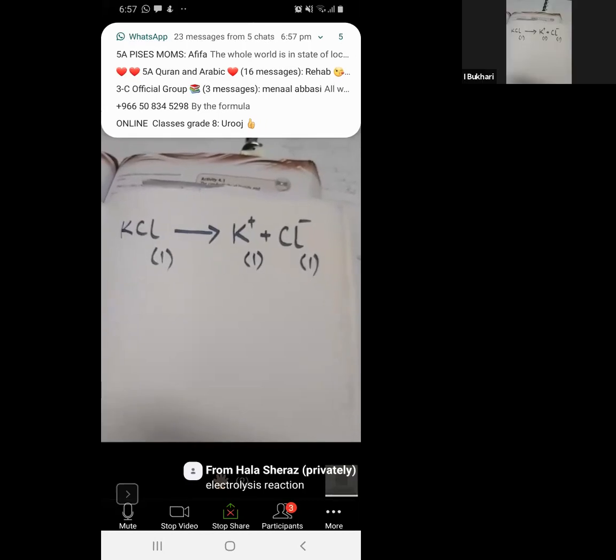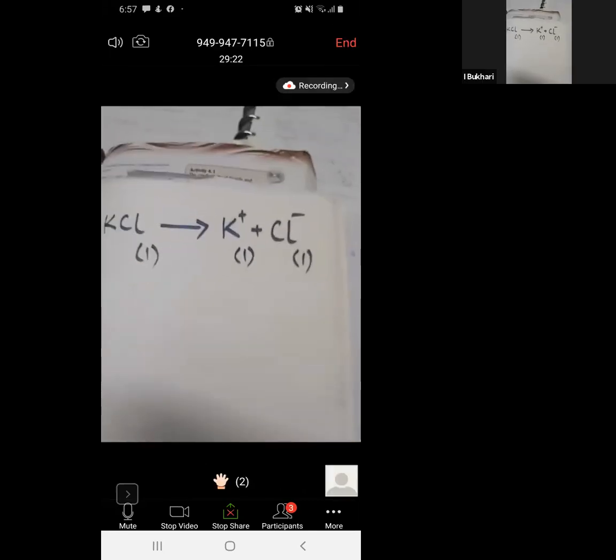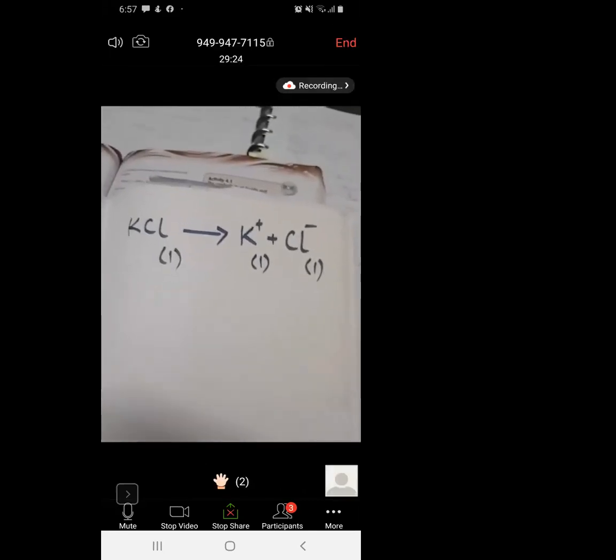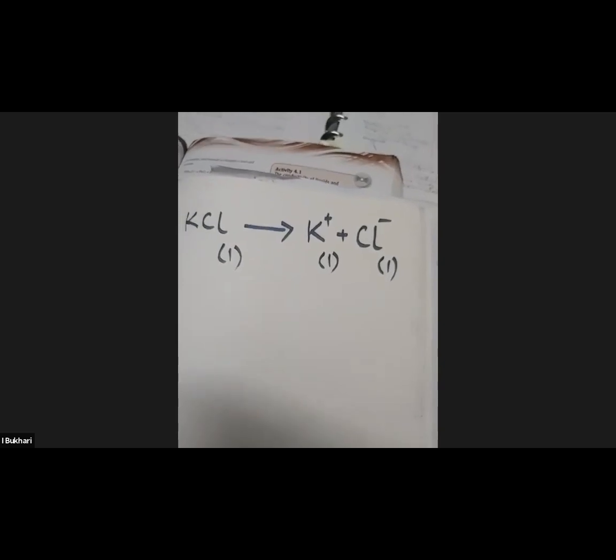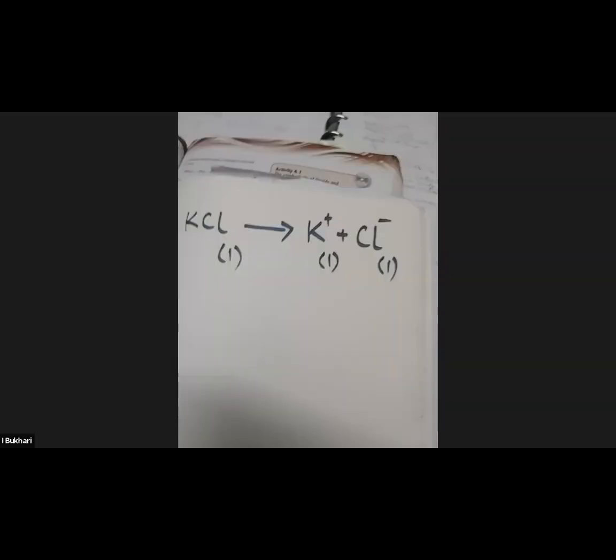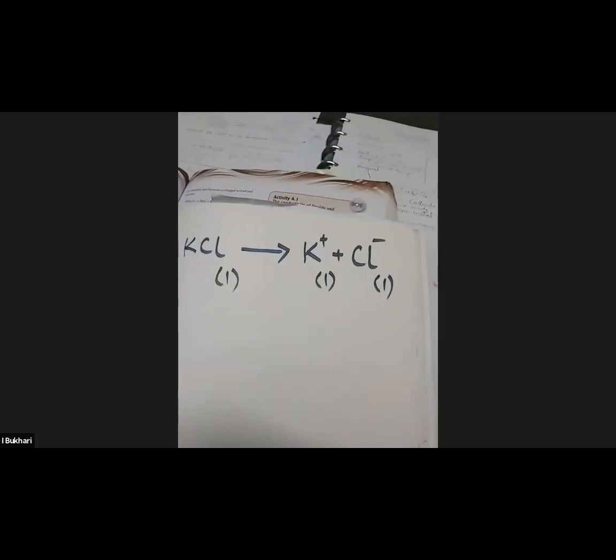Electrolysis reaction. Okay, let me ask from others. Let me give a chance to others. Amina, you still want to answer? Thermal decomposition? No. Chloride is oxidizing. Chlorine is oxidizing. Okay, those people who are saying it is a redox reaction.